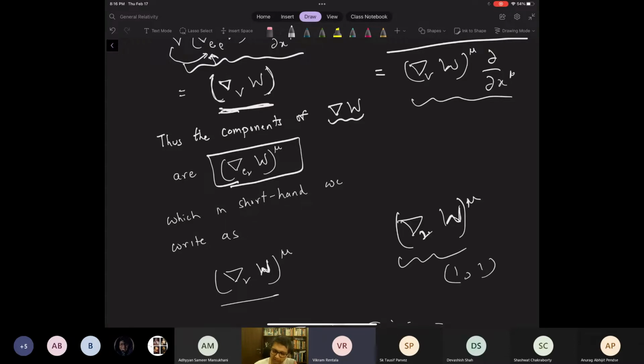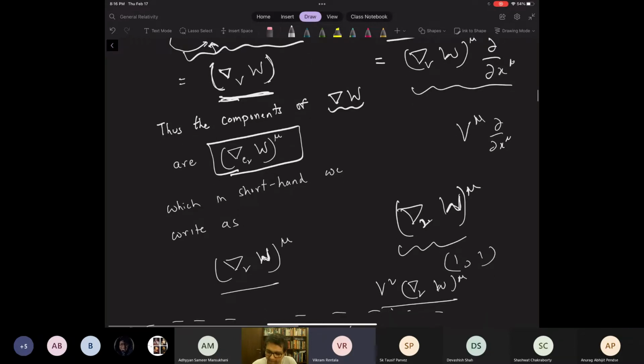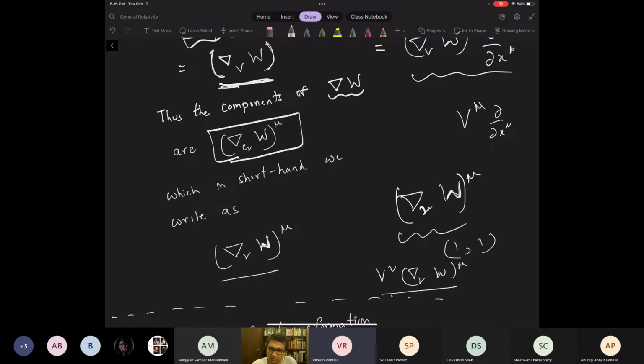Once I tell you that I want to take the direction along some vector v mu, then what you will do is just calculate v nu del nu w mu. That will be the derivative along the vector v. So Devashish, does this answer what you had raised earlier about this being a tensor of type 1, 1? Yes, sir.